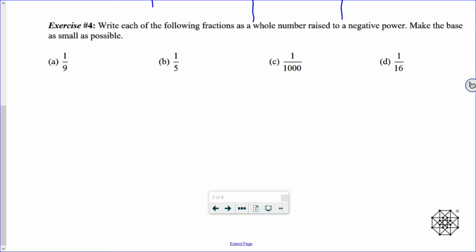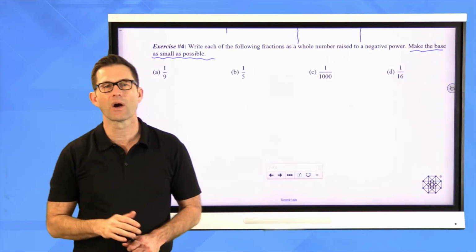Write each of the following fractions as a whole number raised to a negative power. Make the base as small as possible. This is critical. Make the base as small as possible. So let's talk about this.